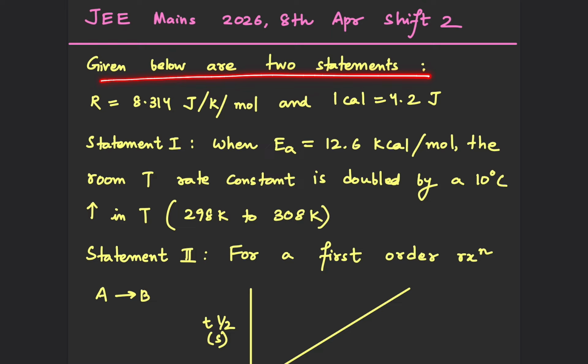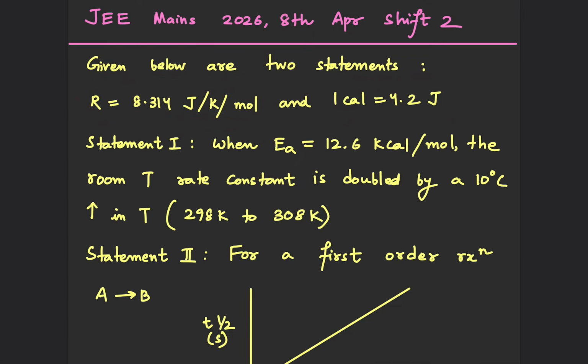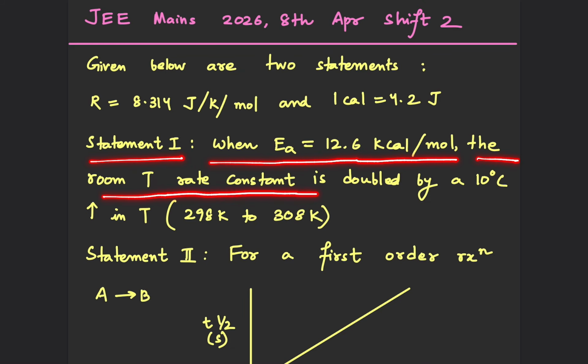Given below are two statements. They have given us the value of R and also 1 calorie is 4.2 joules. Statement 1: when activation energy is 12.6 kilocalories per mole, the room temperature rate constant is doubled by a 10 degrees Celsius increase in temperature from 298 to 308 Kelvin.